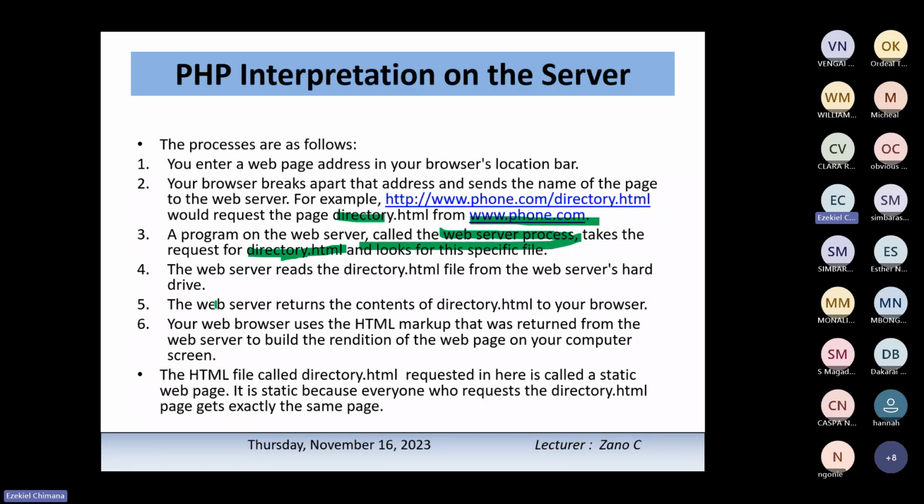The HTML file called directory.html requested here is called a static web page. It is static because everyone who requests the directory.html page gets exactly the same page. Normally, these HTML pages are static pages.